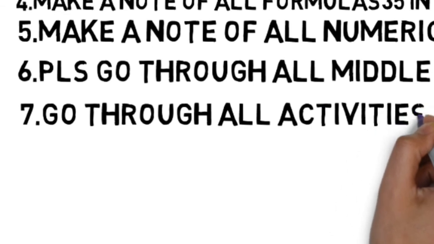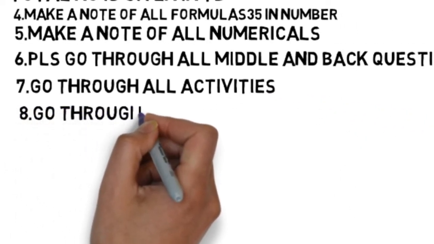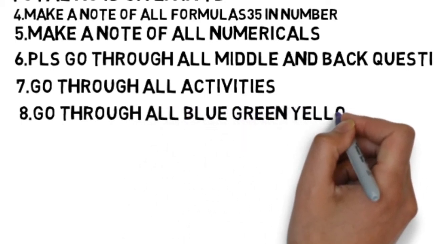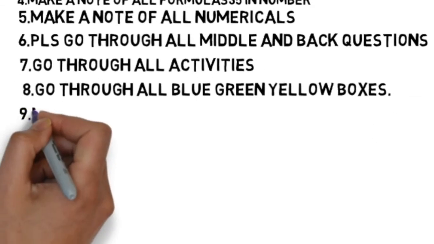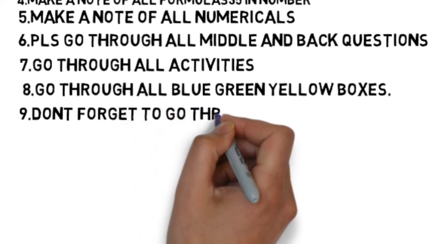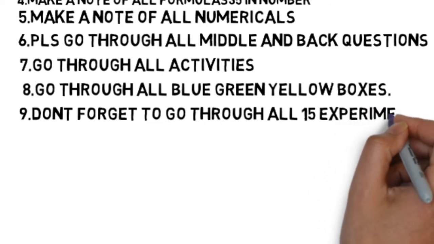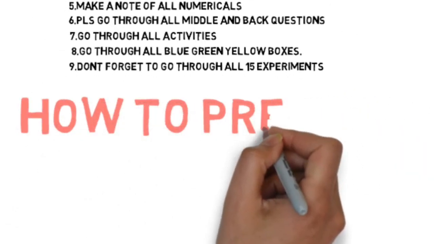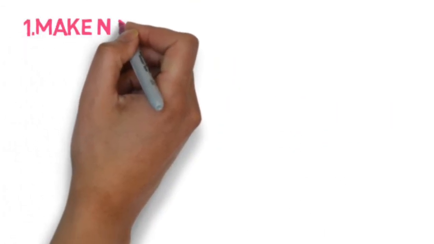And go through all activities given in the textbook. Do the hands-on activities or try to understand them. Activities are also very, very important for the examination. And go through all the blue, green, yellow, orange boxes given in your textbook. They are very, very important and sometimes questions are also asked from them. Remember all the 15 experiments which you have in your practicals manual. You have to go through them. And you are lucky enough that MCQs are not there.